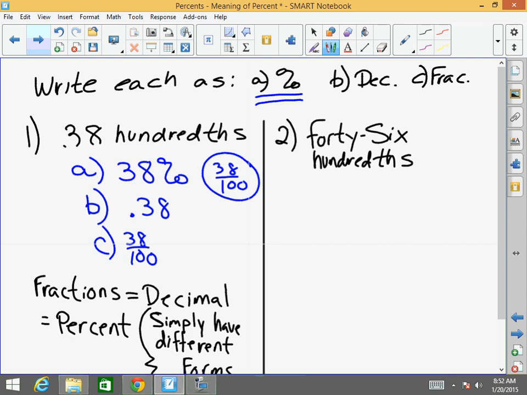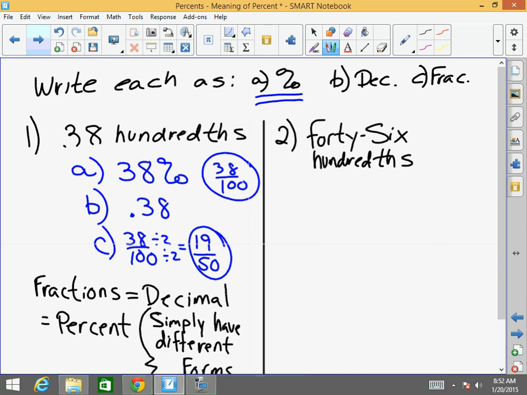And then as a fraction, we know it's 38 over 100, but can I reduce that? What goes into both 38 and 100? Absolutely. So divide by 2. So 38 divided by 2 is 19. 100 divided by 2 is 50. 19 fiftieths. Does that make sense, boys? Okay.